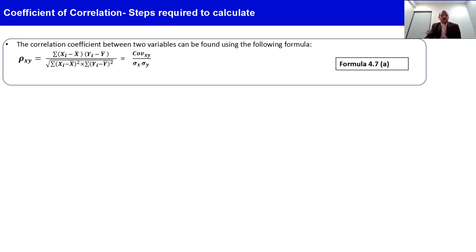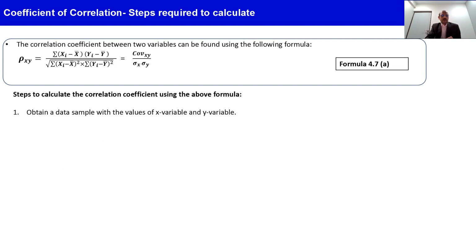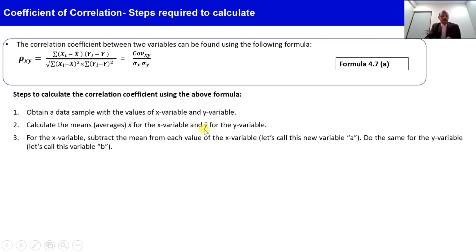So in order to calculate the correlation, we can list down the following steps which we have to take in chronological order. So first of all, obtain a data sample with the values of x and y variables. Second step is to calculate the mean of x values, that is called x bar, and mean of y values, that is called y bar.